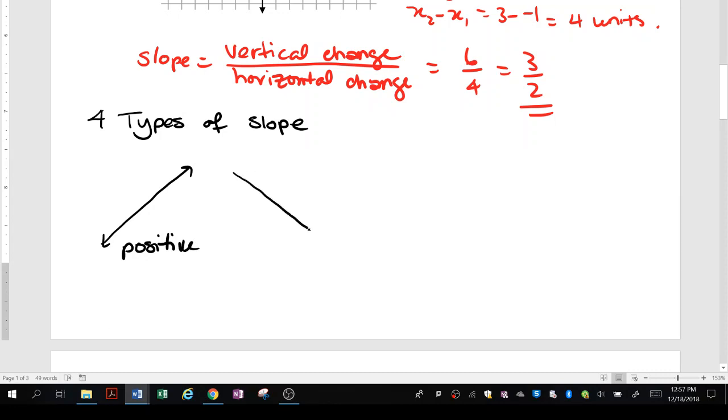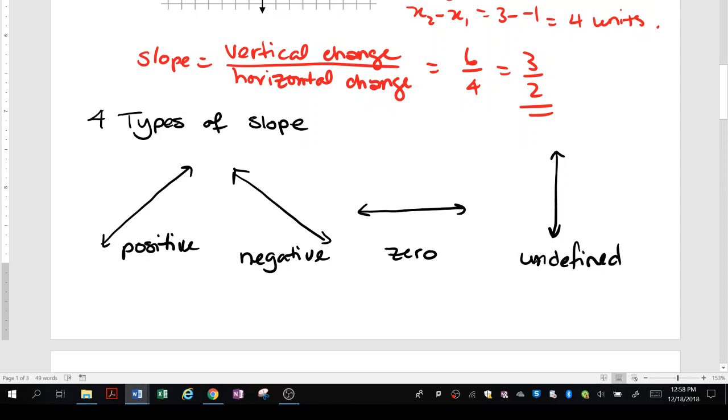A line that is going downward in direction as you're reading it from left to right, this we call a negative direction or a negative slope. There's also a horizontal line, and we say that this has no slope or zero slope. Okay, so there's no direction here. It's just simply a horizontal line. And then there is a vertical line, and a vertical line has an undefined slope.